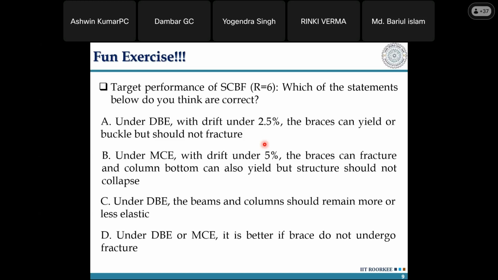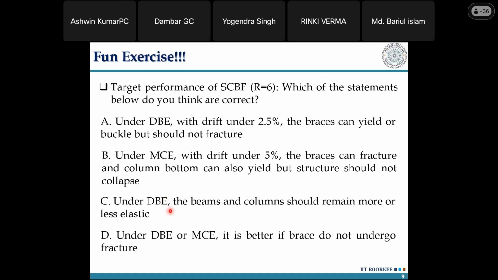The braces may fracture, but if you use the appropriate compactness ratio, you want the brace to survive as long as possible. The column bottom can yield. Some braces sometimes fracture, but it should not lead to collapse of the structure. Under MC level, what our 1893 proposes is that the structure should not collapse. The same holds here also, but the interstory drift ratio should be less than 5%.